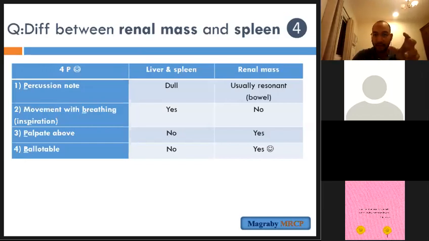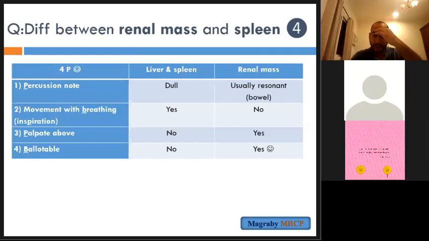or will be present overlying the kidney, resonant due to the overlying bowel, because the kidney is retroperitoneal, so the bowel is overlying the kidney. Movement with breathing: the downward movement of the diaphragm will help to detect the spleen, but will not help to detect the kidney. Palpate above: you cannot palpate above and reach the upper border of the spleen. Ballotable: the kidney is the only ballotable organ in the abdomen.